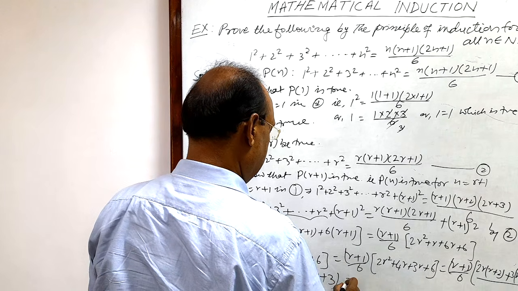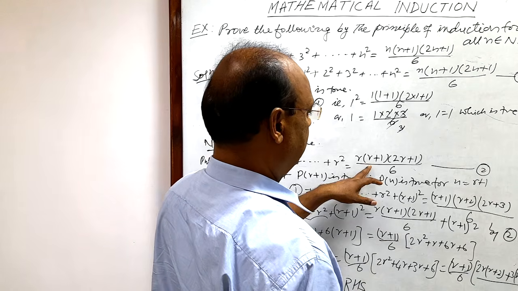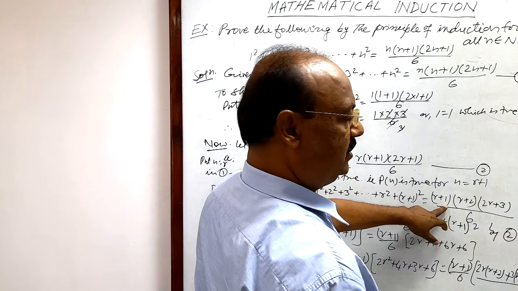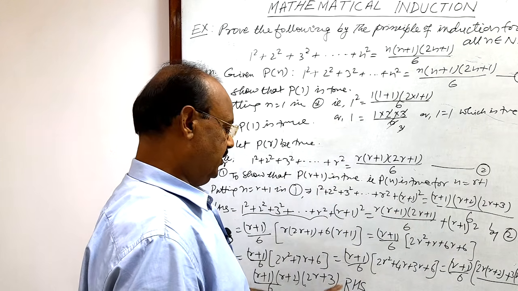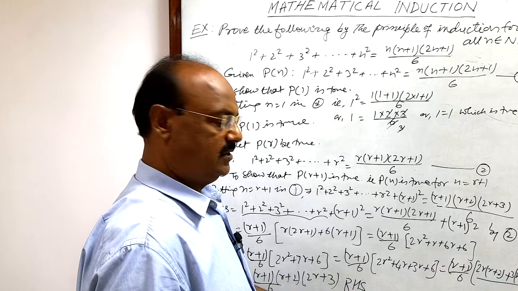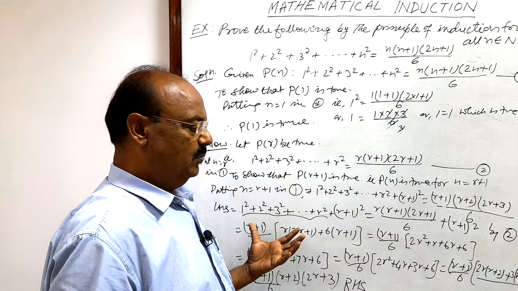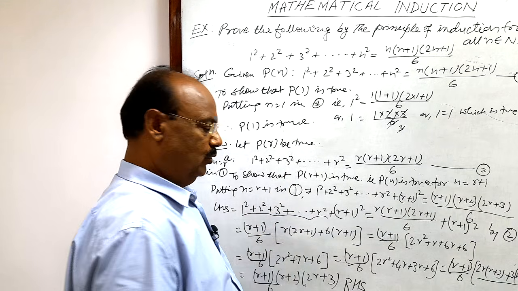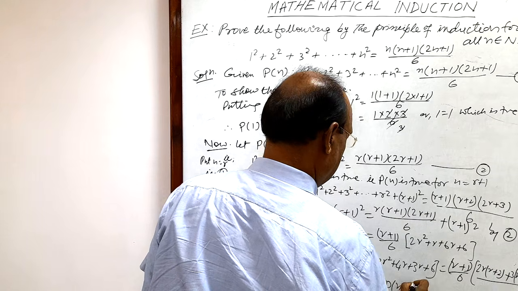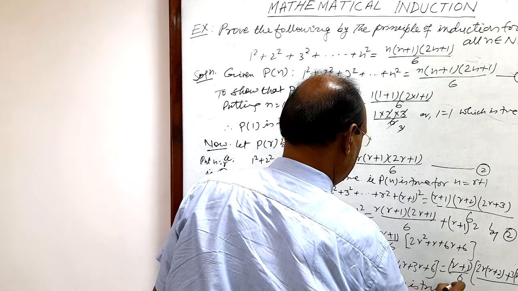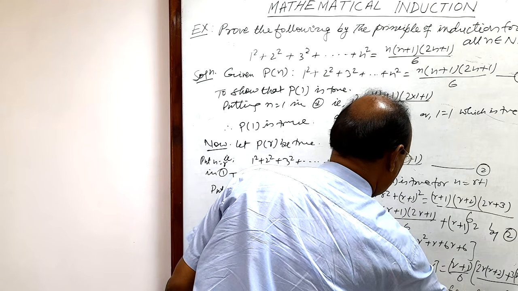So we are coming to this step, right hand side, and it has been established that LHS is equal to RHS. Okay, so now by principle of mathematical induction, it has been proved that therefore the statement Pn is true for all n. Okay, now proved.